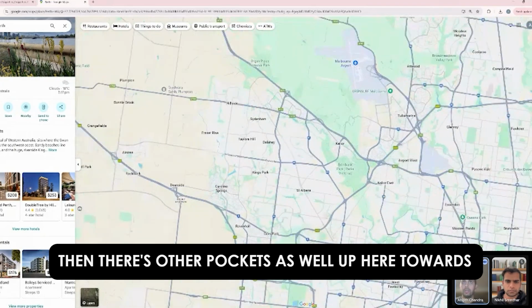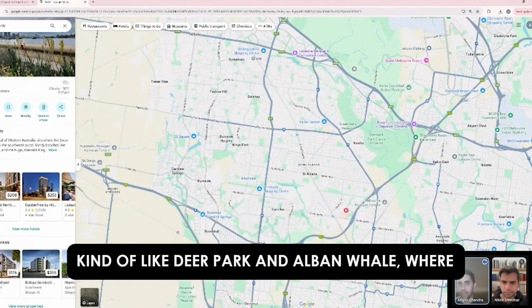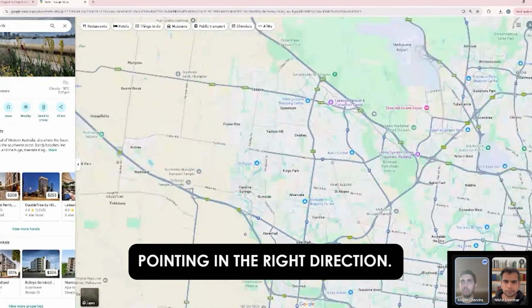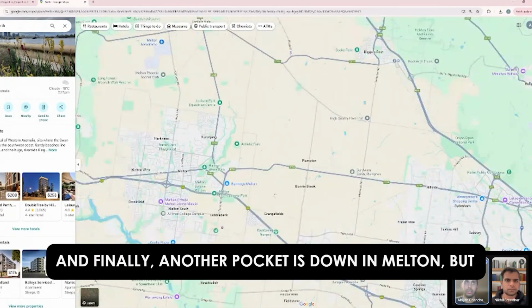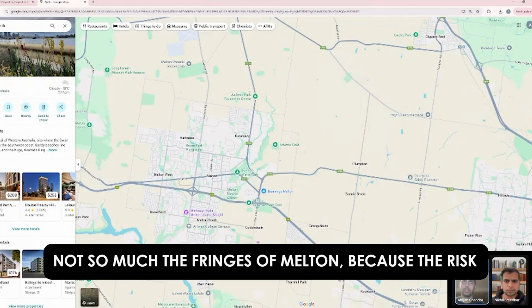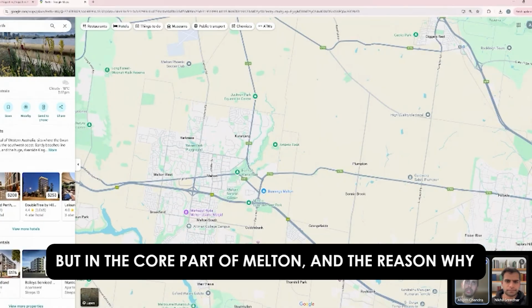Then there's other pockets as well up here towards Deer Park and Albanvale, where there's quite a lot of activity also, or the data pointing in the right direction. And finally, another pocket is down in Melton, but not so much the fringes of Melton, because the risk here is there's a lot of farmland being redeveloped, but in the core part of Melton.